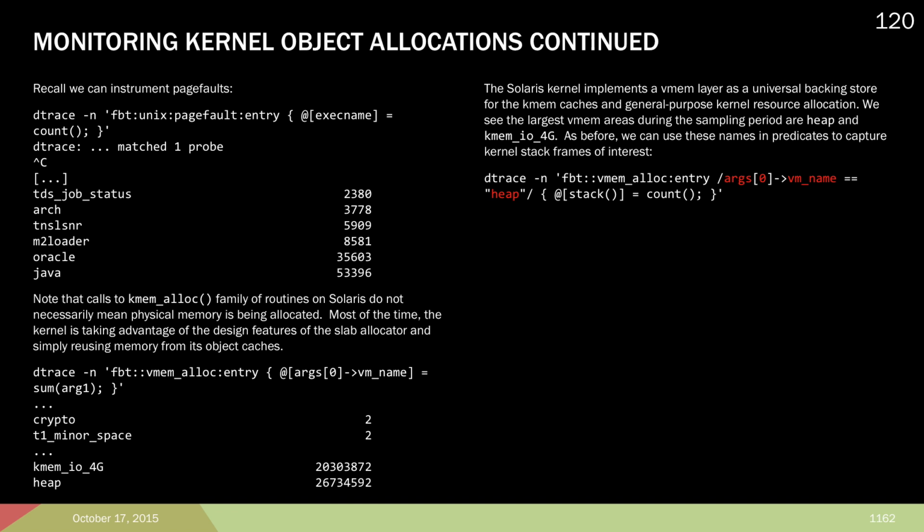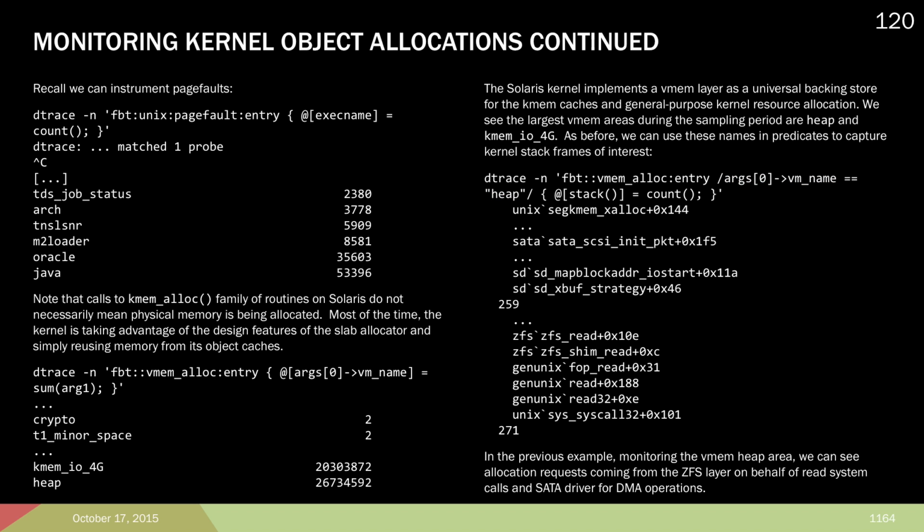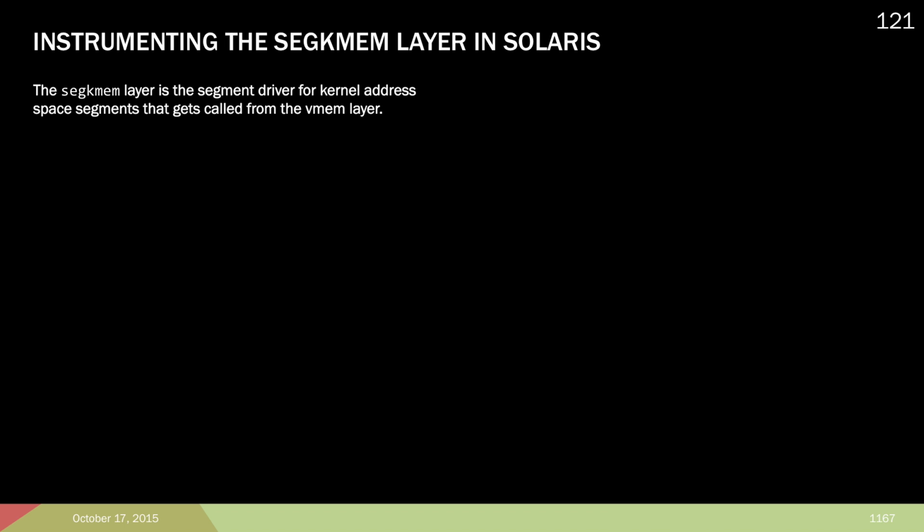As before, we can use these names and predicates to capture kernel stack frames of interest. In the previous example, monitoring the vmem heap area, we can see allocation requests coming from the ZFS layer on behalf of read system calls and the SATA driver for DMA operations. The seg_kmem layer is the segment driver for kernel address space segments that gets called from the vmem layer.